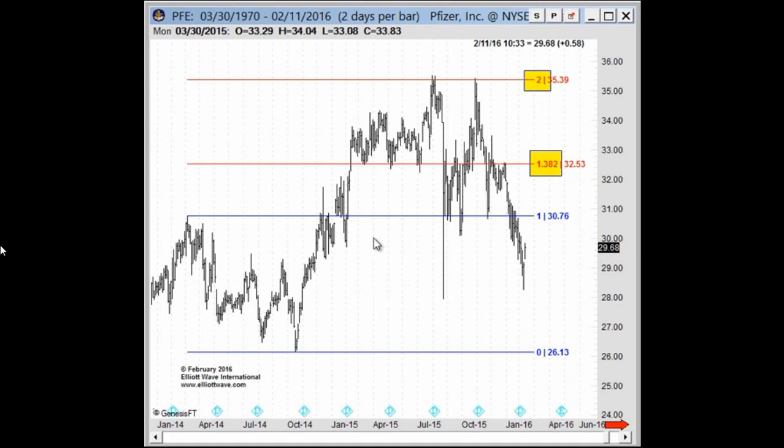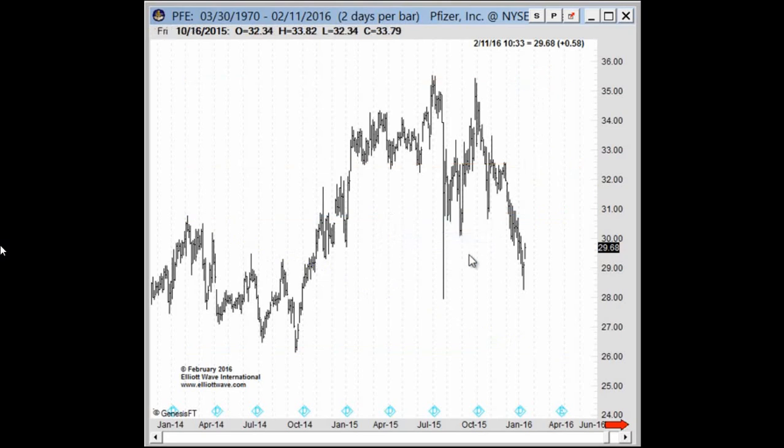Now, what I'm looking at here essentially is a price chart of Pfizer. And let me show you how I utilize the approach. The logic of the approach is based on a very simple idea, that the most recent price action is the most relevant price action.